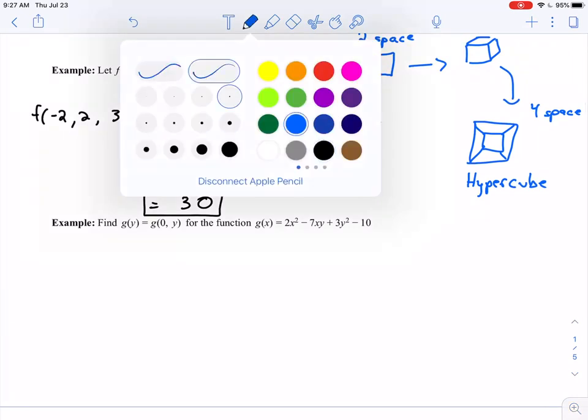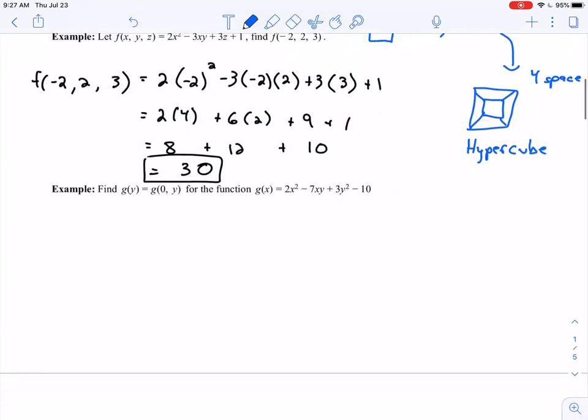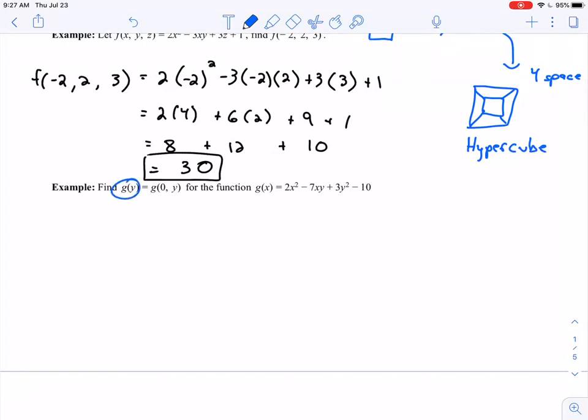The last example here for this section, like I said, this is a really short section. Here I want to find g of 0, comma y for the function, and here I have a typo, g of x, comma y is equal to 2x squared minus 7xy plus 3y squared minus 10.